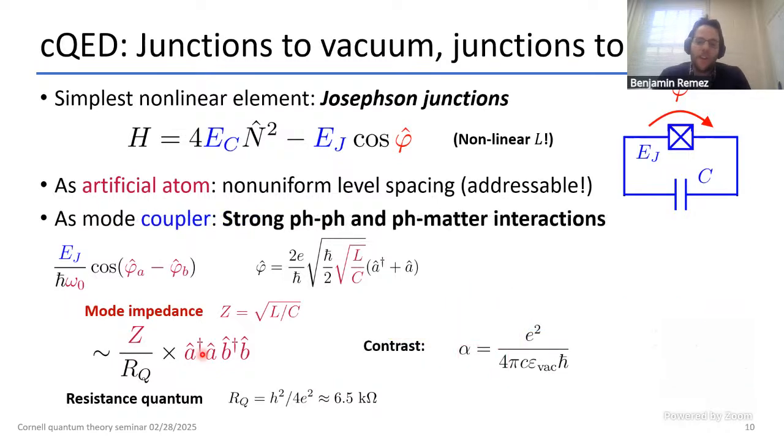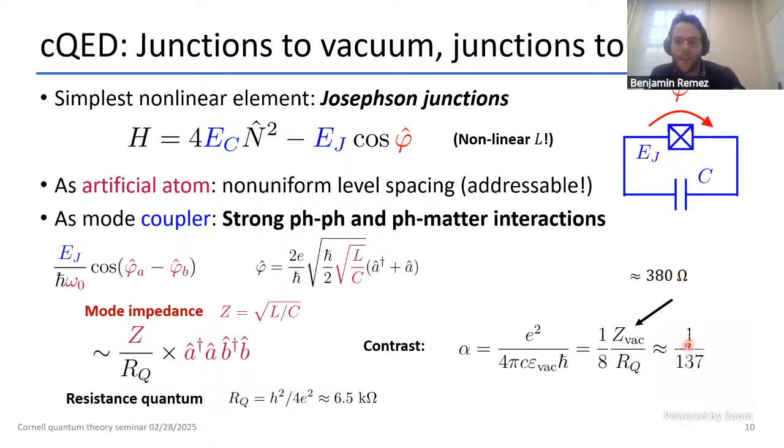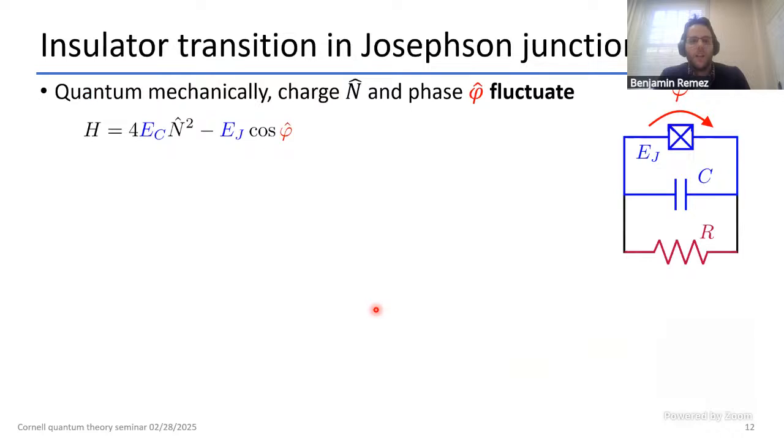So you can actually draw an analogy to the fine structure constant in vacuum QED. I can express this quantity in terms of the impedance of the vacuum divided by this R_Q. And the vacuum, if you didn't know, has a relatively low impedance of 400 ohms. It's very far from 7 kilo ohms, and that's the origin of the weak coupling in regular QED. And so now we'd like to explore systems where we take this mode impedance to be very large.